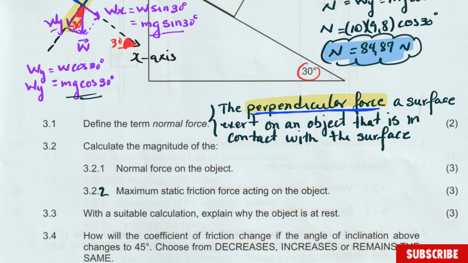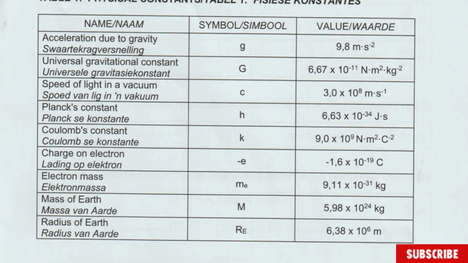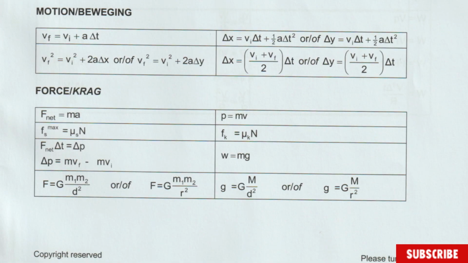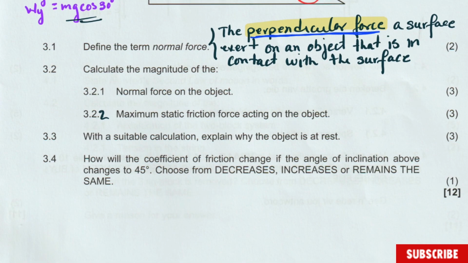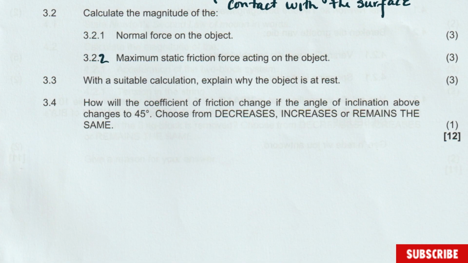Now, to calculate the maximum static frictional force, before we do the calculation, I want you to go to the formulas. And here is the formula for the maximum static frictional force. On this side here, you can see it. That is the formula to calculate the maximum static frictional force. So it's the product of static coefficient of friction and normal force. So we are going to do that one right here at the bottom there.